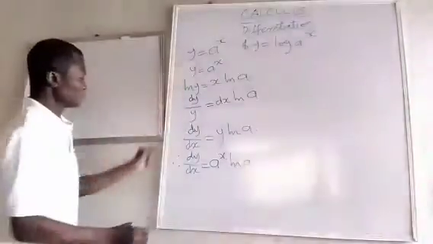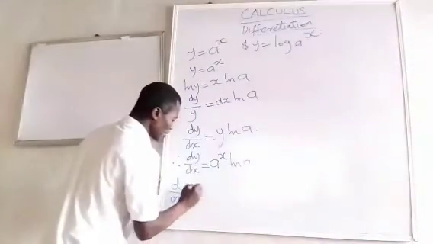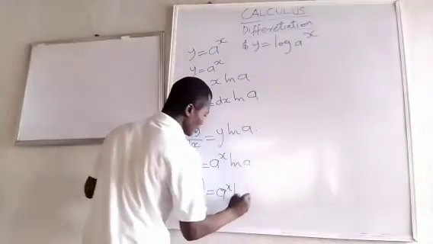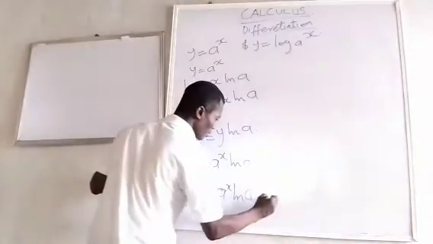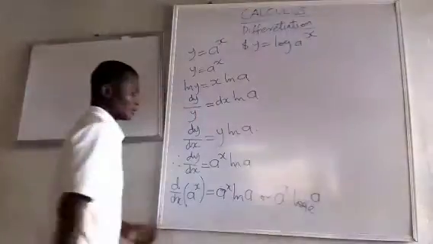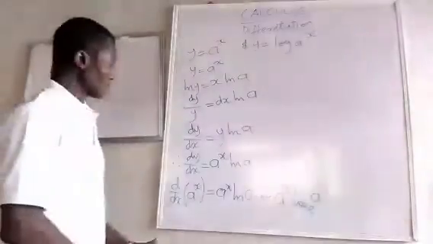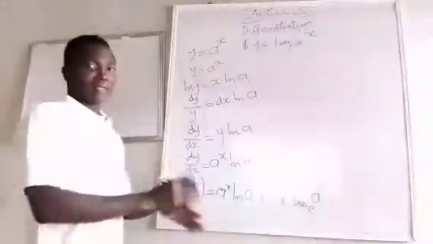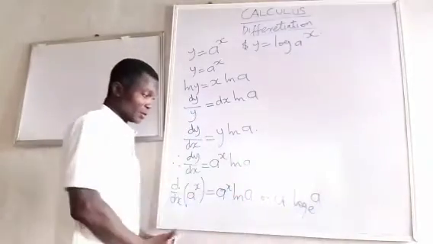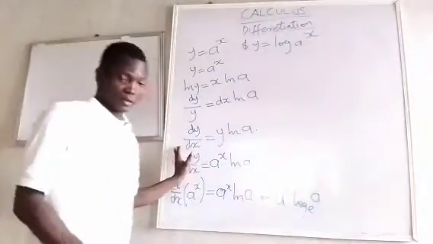So if we are differentiating a raised to power x, we are going to have a raised to power x ln a, or a raised to power x log e a. That is the answer. So please add this one to the standard results. You might not need all this depending on your level. But if you are doing A level or you are at the entry level in our higher institution, you will need all this.